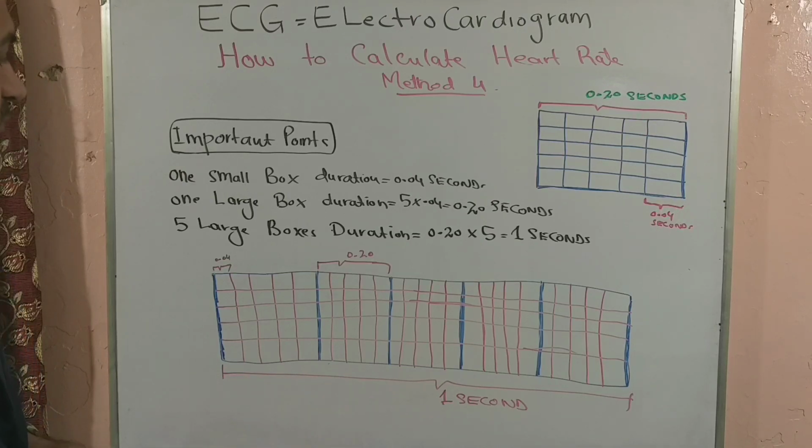Now if we take the duration of 5 large boxes, now these are 5 large boxes: 1, 2, 3, 4, 5. The duration of one large box is 0.20 second, and if we multiply 5 with 0.20, the duration of the 5 large boxes will be equal to 1 second. Remember this calculation. The duration of 5 large boxes will be equal to 1 second.